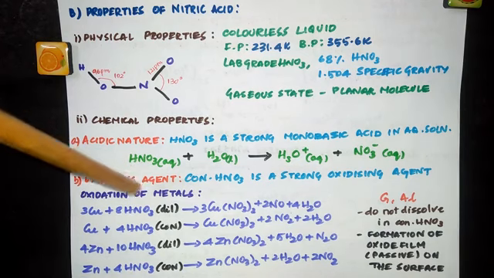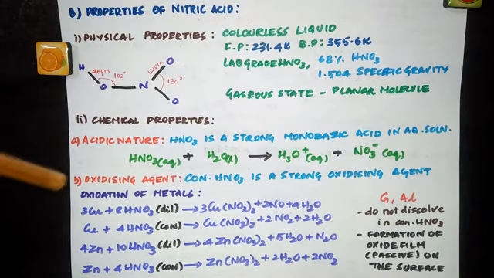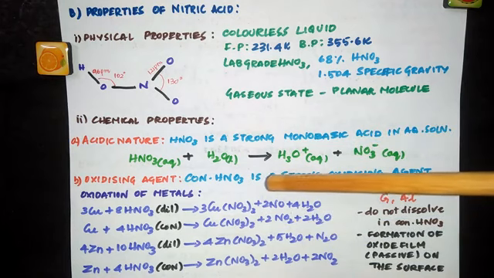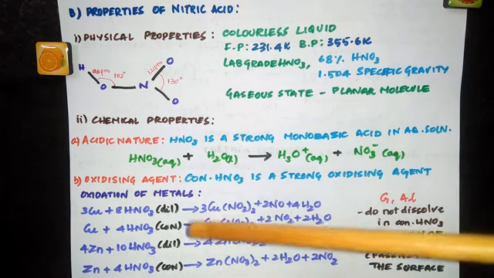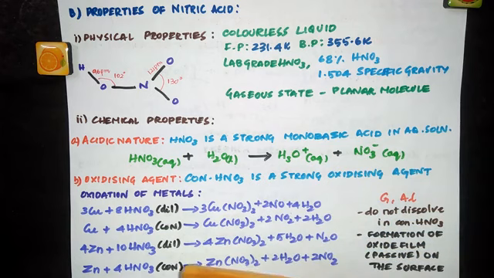So copper with dilute nitric acid, you are getting NO. What is NO? Nitric oxide. And copper with concentrated nitric acid, you are getting NO2, which is nitrogen dioxide. So here you get nitric oxide, here nitrogen dioxide. Same way, zinc with dilute HNO3 gives you N2O, which is nitrous oxide. With concentrated HNO3, you are getting NO2, which is nitrogen dioxide. So these metals react with nitric acid.